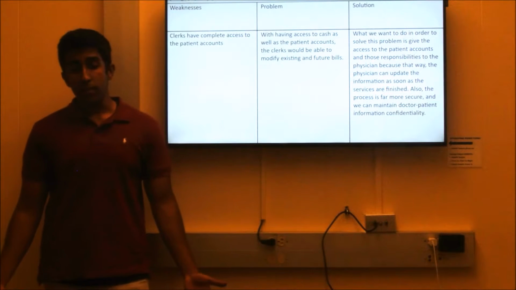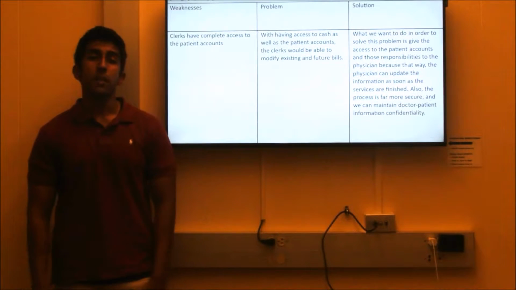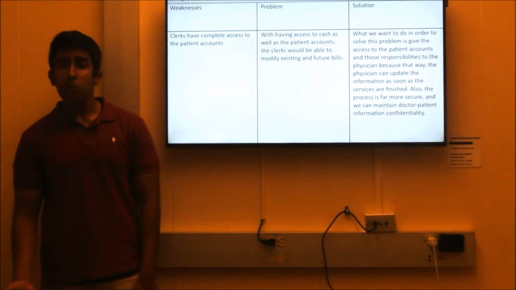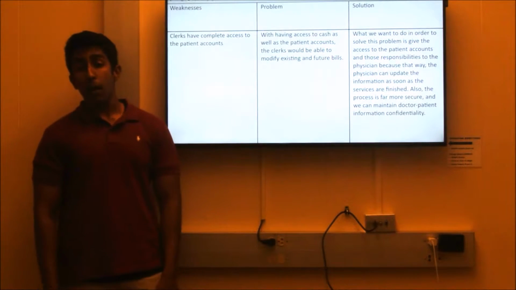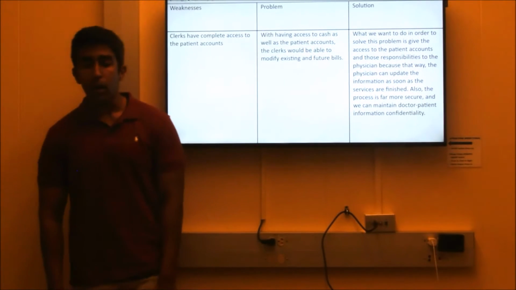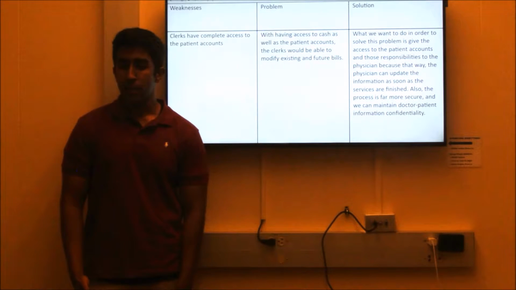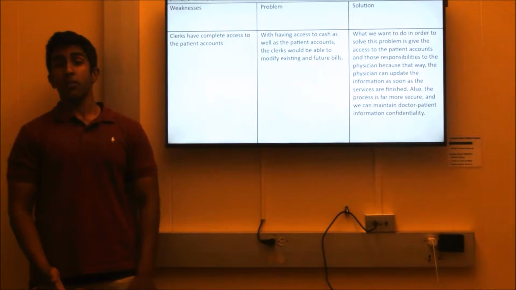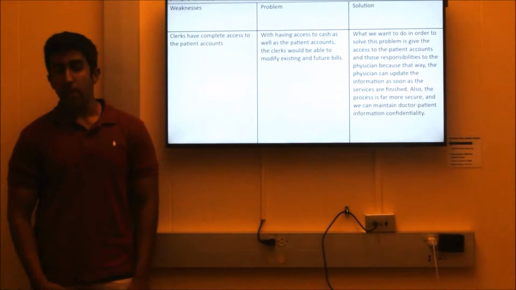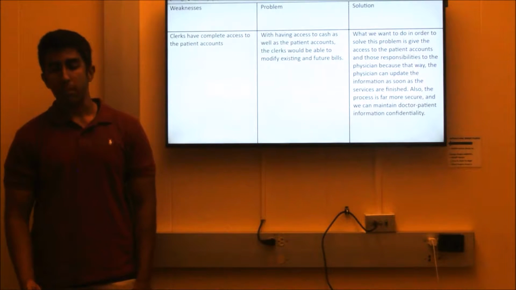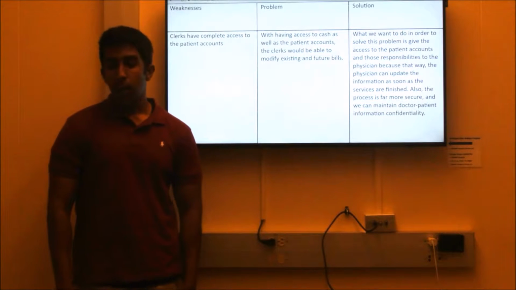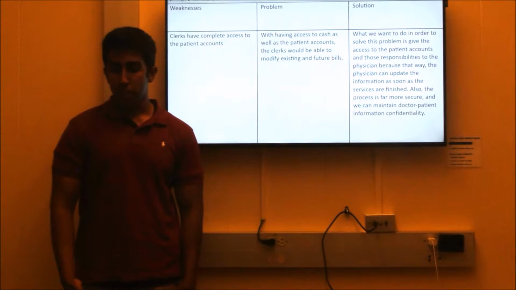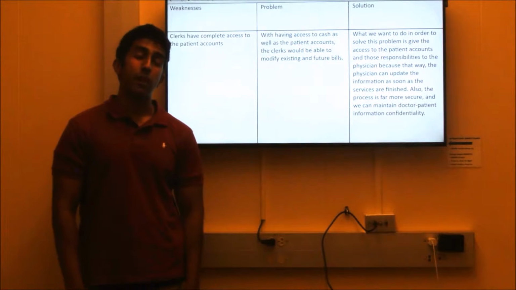One of our first problems is that clerks have complete access to the patient accounts. That's a problem because if the clerks have complete access to the patient accounts, they'd be able to modify existing and future bills, and we wouldn't want that. A potential solution for that would be to give the access to the patient accounts and those responsibilities to the physician, because that way he can update the information as soon as the services are performed. Also, the process is far more secure and we can maintain doctor-patient confidentiality that way.